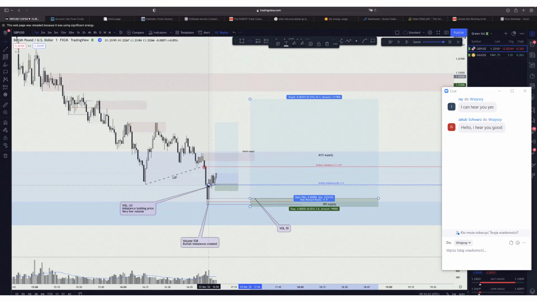Okay, so for me this is a little logic. If the imbalance is holding, it means that the buyers still want to continue. So the entry was completely correct. I would also enter.